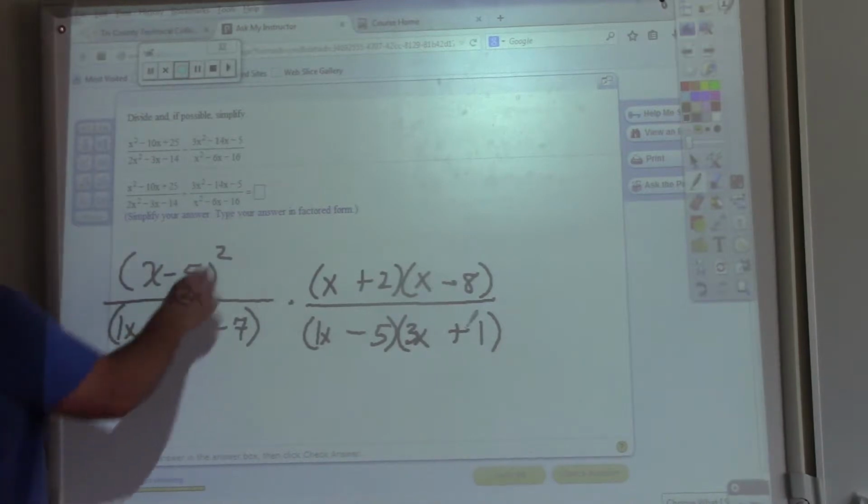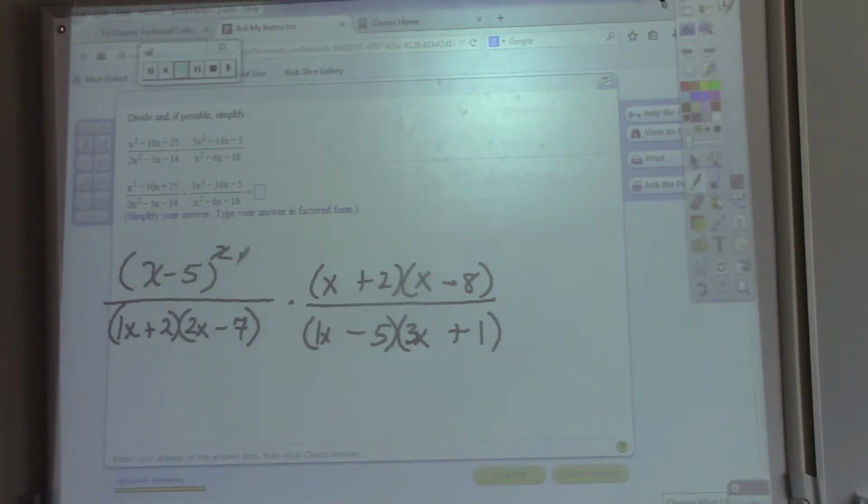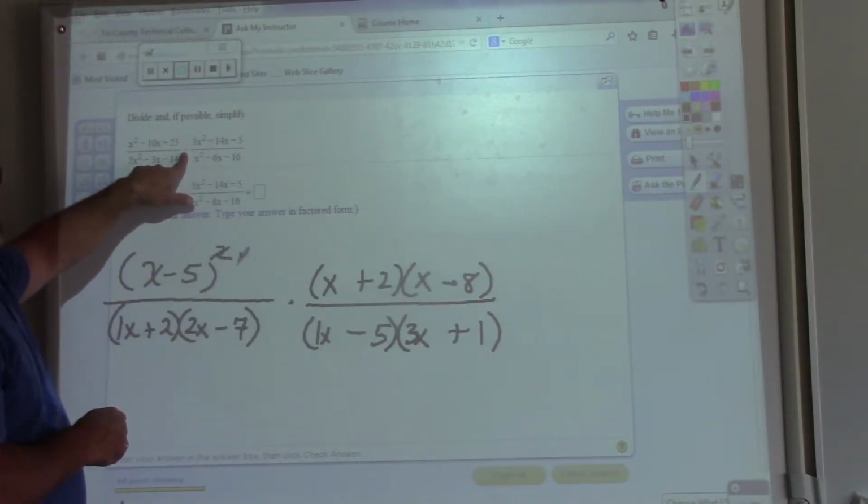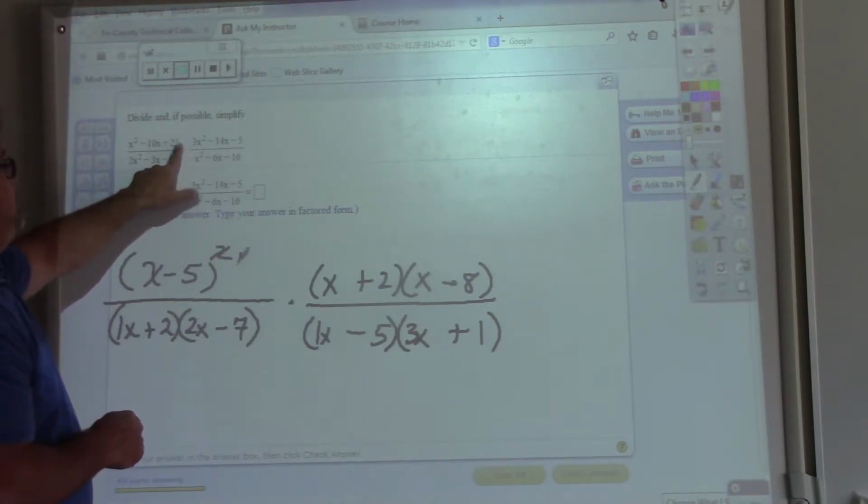Did you switch the second one? For the 3x, it's not supposed to be. I flipped it because it's dividing, so it's multiplied by the reciprocal. Oh, I thought it was multiplying. No, that's division. Both of them.